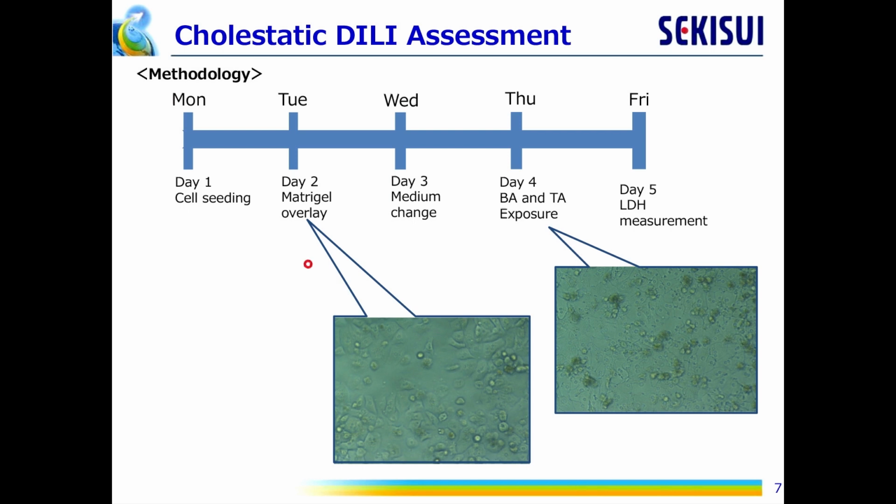This figure shows the schedule of the study. Day 1 is cell seeding. Next, day 2 is Matrigel overlay. And day 3 is medium change. Bile acids and test article are added on day 4. After the 1-day incubation, on day 5, LDH measurement is conducted as the toxicity assay.